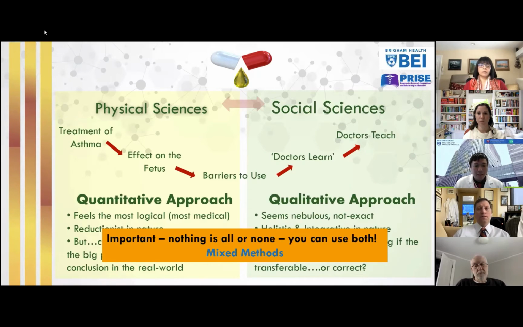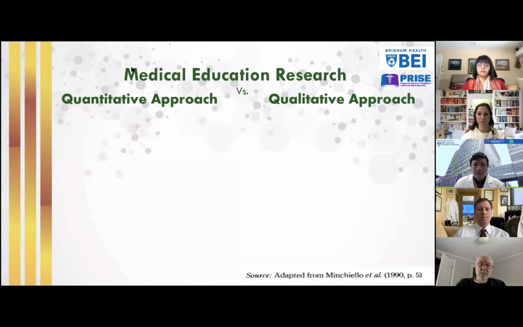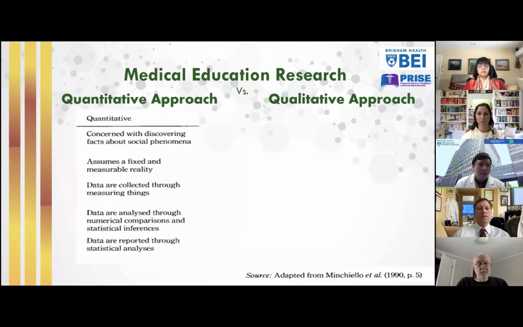Ultimately, when it comes down to it, nothing is all or nothing. You can use both. You could use mixed methods, a combination of both studies, to figure out and answer your question. So we can think about the two in tandem and think about how these approaches could be adapted.